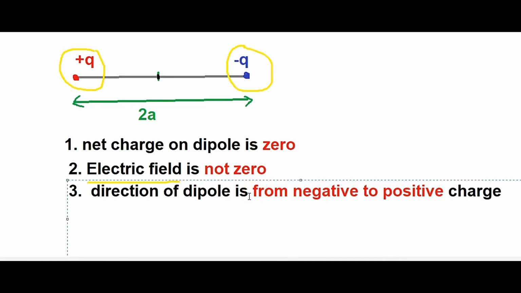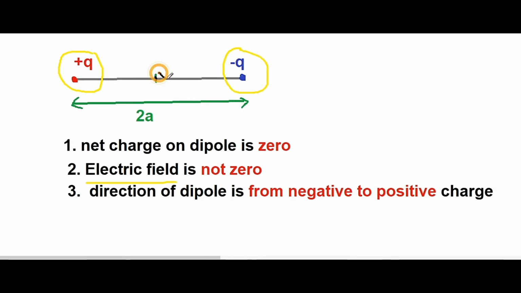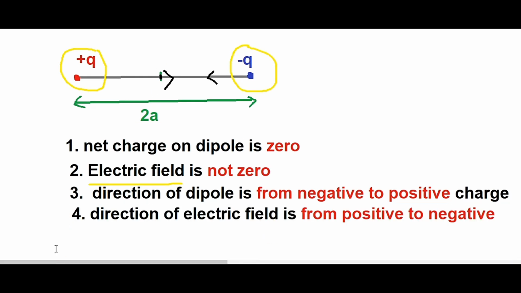So we have to find at what point the electric field will be existing. Third point, the direction of dipole is from negative to positive. One of the most important points, because we know that the electric field is from positive to negative. So this is the direction of electric field, while the direction of dipole is just opposite, that is from minus to plus. Fourth point, don't get confused between these two points. Dipole is from negative to positive, electric field is just opposite to dipole, so it is always from positive to negative.